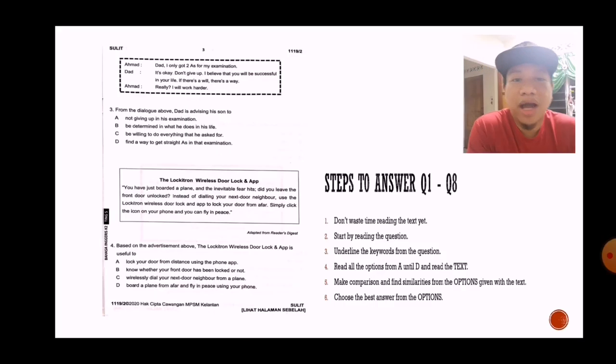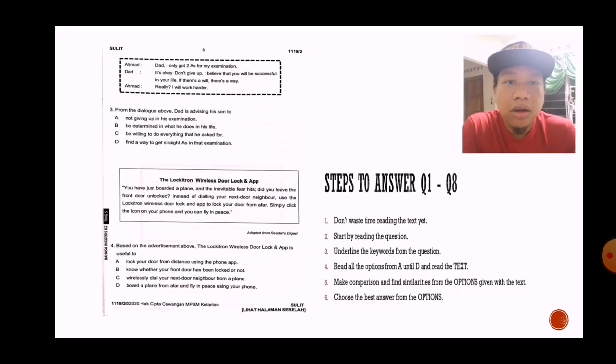Down there. Alright, so question 4. What is the question? Based on the advertisement above, advertisement means iklan, by the way, the Locktron wireless door lock and app is useful too. Okay, so what is the keyword? The keyword is, of course, Locktron wireless door lock and app. That is the keyword. Okay, so let us look at the options.